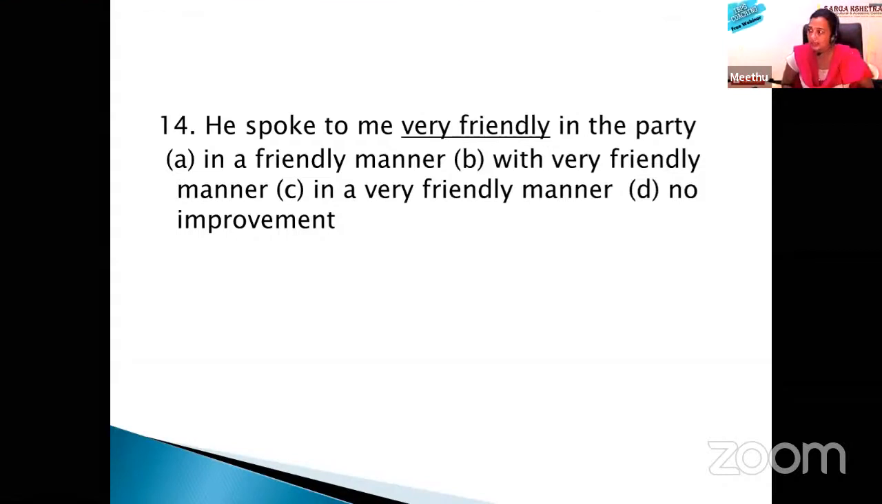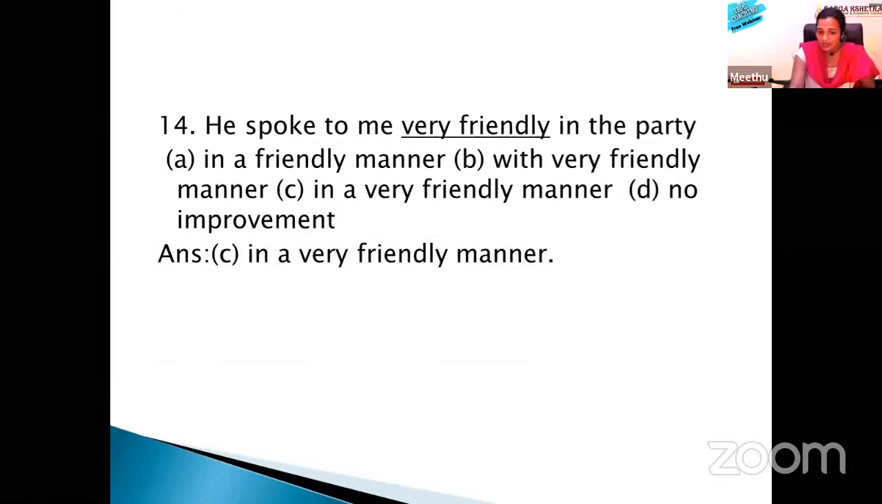Option A, in a friendly manner. Option B, with very friendly manner. Option C, in a very friendly manner. And option D, no improvement. The correct answer is in a very friendly manner. Since friendly is an adjective, you need a proper adverb. That is, he spoke to me in a very friendly manner in the party.